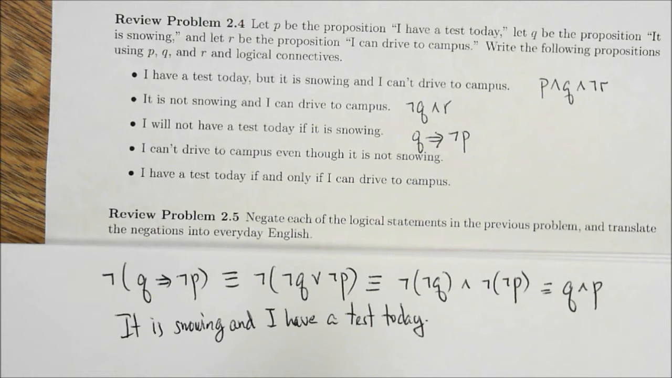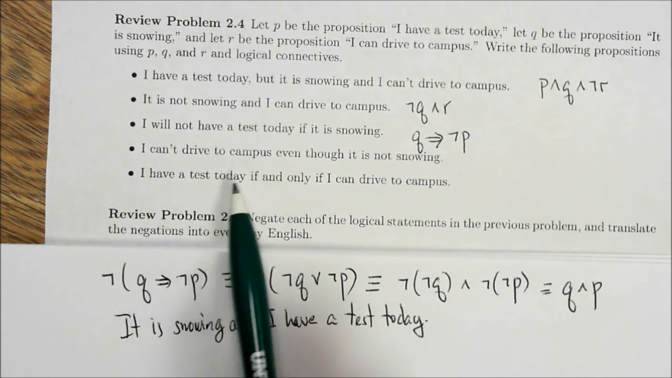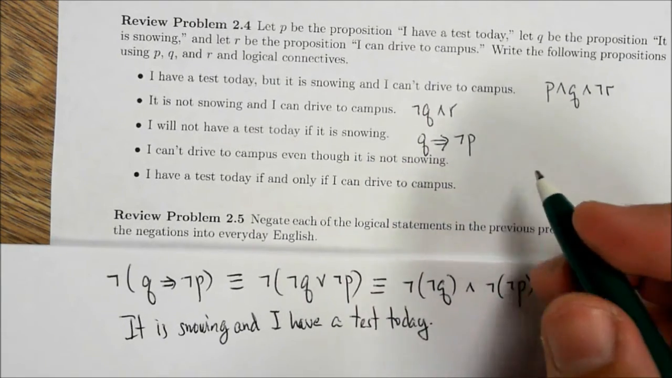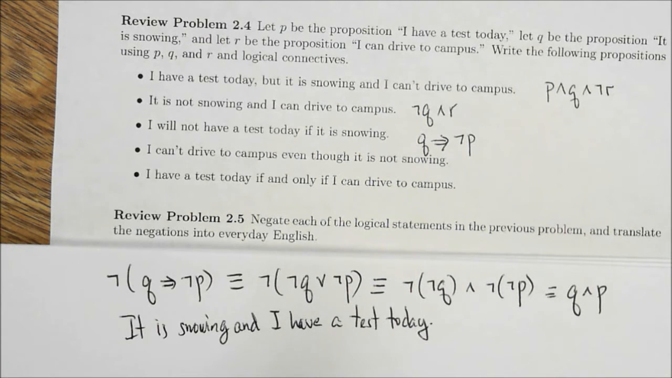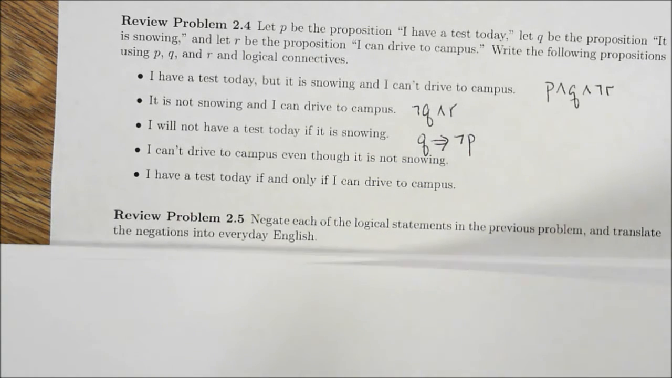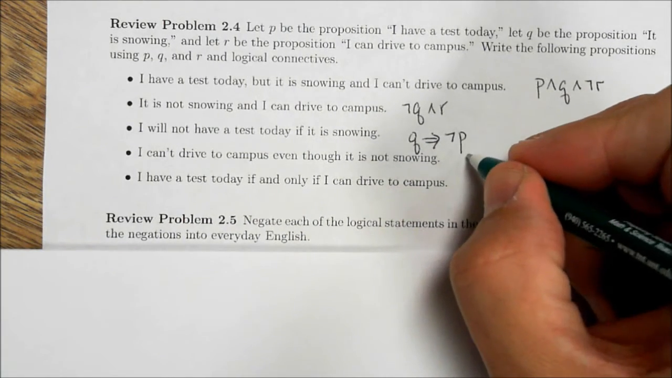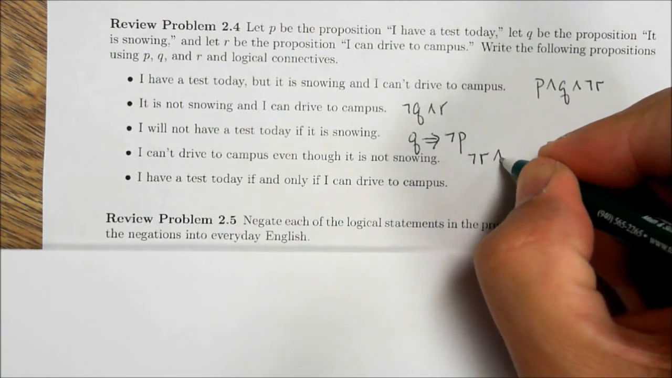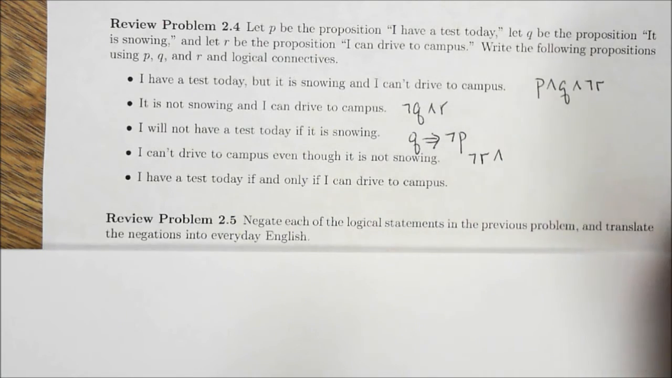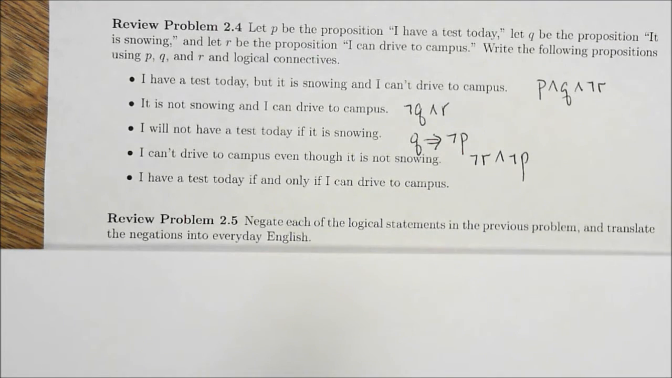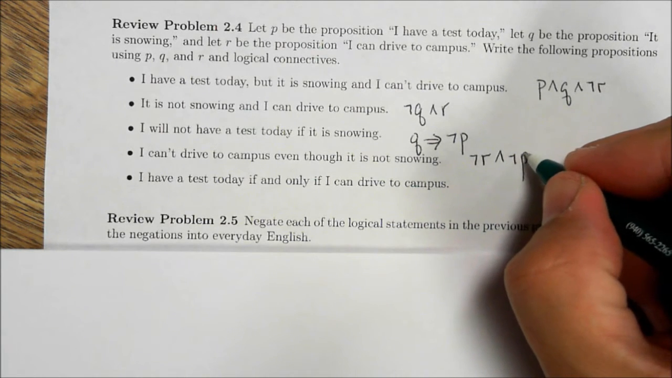Okay. The next one is I can't drive to campus even though it is not snowing. Now the even though basically is an and. So I can't drive to campus, so that's a not R, and it is not snowing. So that's a not P, or sorry, not Q. I got my letters mixed up. That's a not Q.